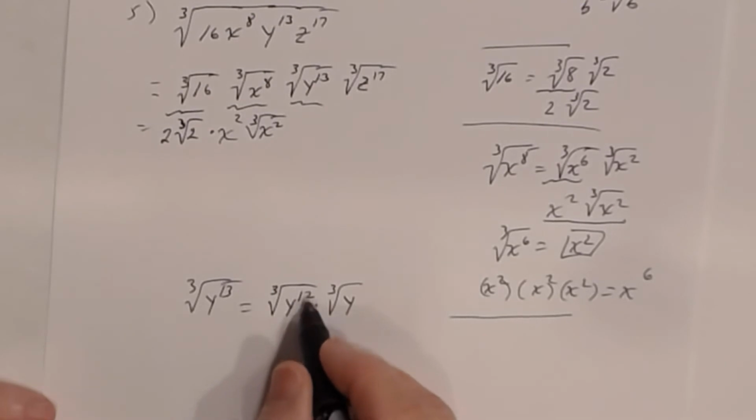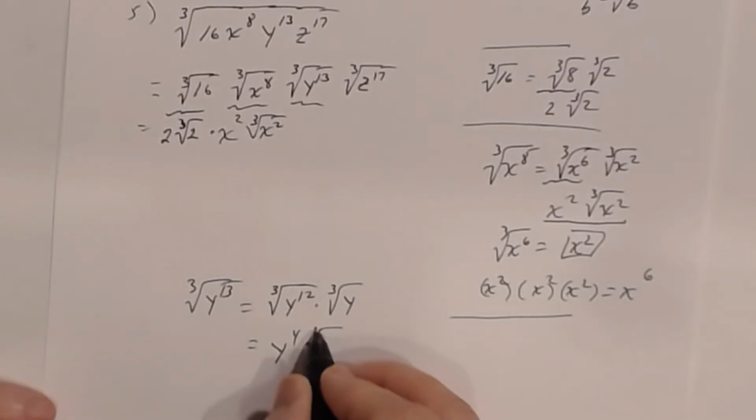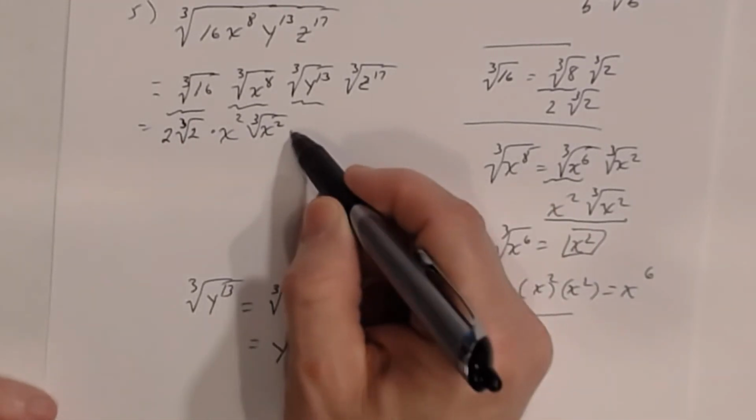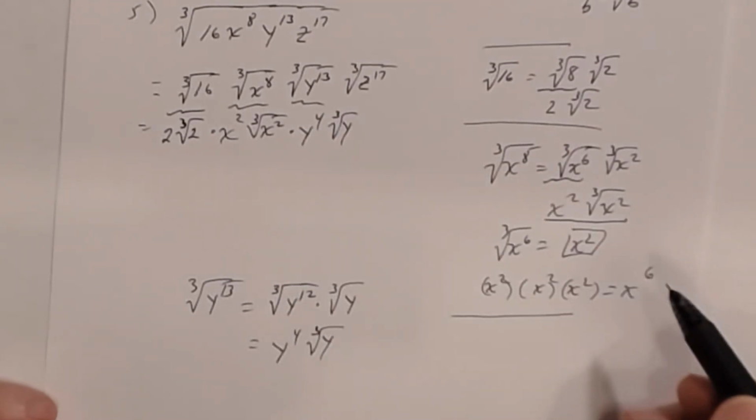And then the cube root of y to the 12th: 12 divided by 3 is 4, so it becomes y to the 4th, cube root of y. So that goes here now. So times y to the fourth cube root of y.